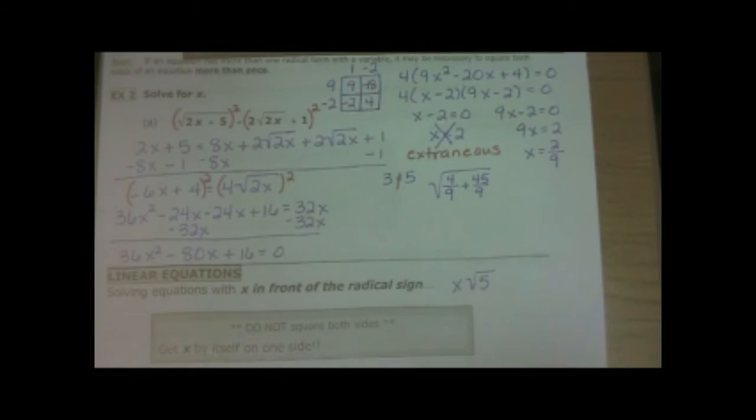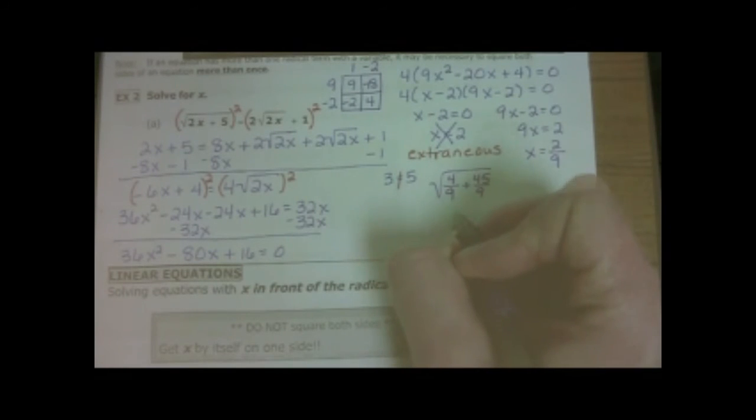Plus 5, which is actually 45 9ths. We have to take the square root of that. When you add this together, we get 49 9ths. And the square root of that is 7/3.